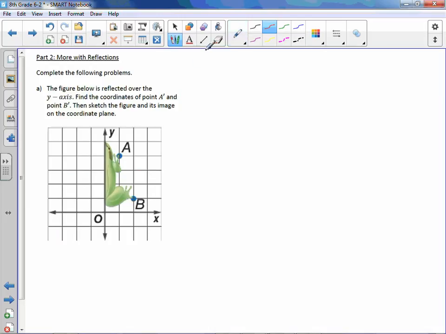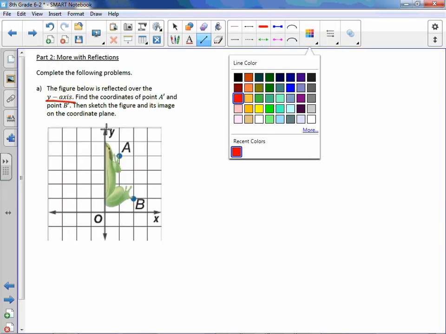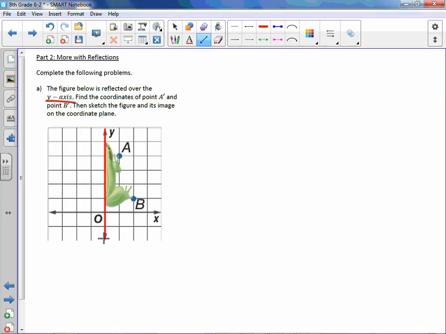Complete the following problem. The figure below is reflected over the y-axis. Find the coordinates of point A prime and point B prime, and sketch the figure and its image on the coordinate plane. I will do my best to sketch using this program, but we'll see how it goes. So A, if I'm reflecting over the y-axis, this is my y-axis here. Let's change the color. So I'm reflecting over that line.